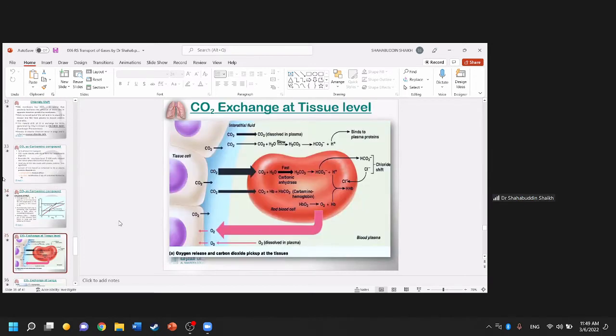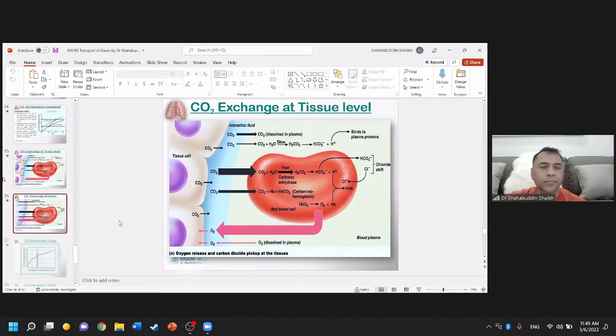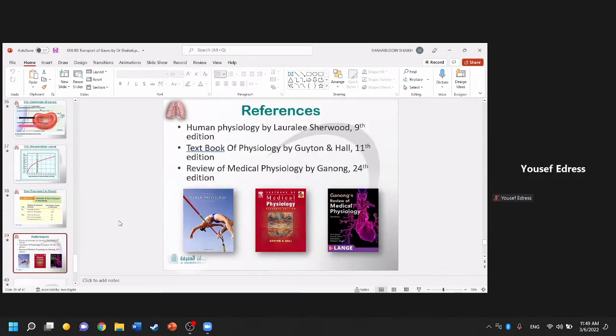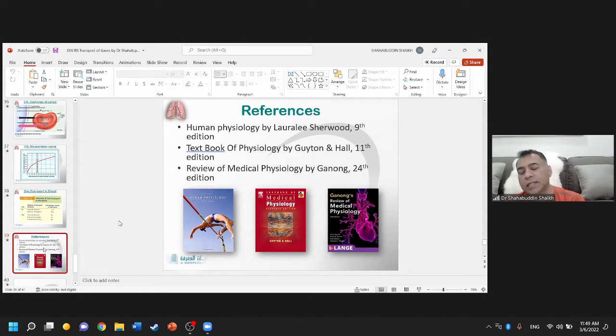You want to remember the Haldane effect? Okay, this is all about this lecture. Any question? No question? Let's go ahead.